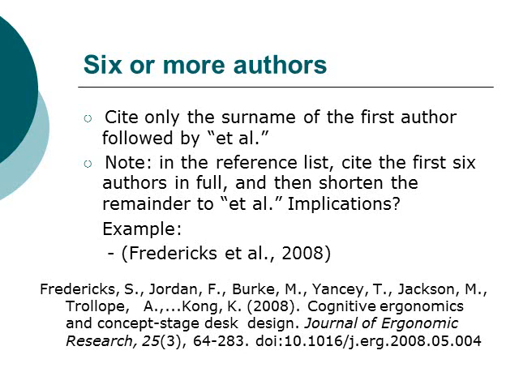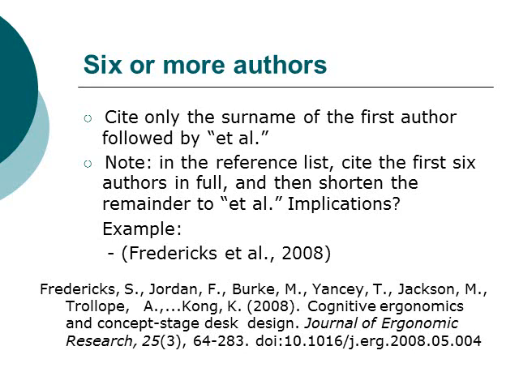So here we have a paper by Fredericks and a bunch of other people that was published in 2008. The first time I cite this paper in my own writing, I would just put Fredericks et al., comma, 2008. In the actual reference list, however, I would put the first 6 authors in full. Then I would put this thing we call ellipses, which is 3 periods, and then put the last author's name and put 2008.